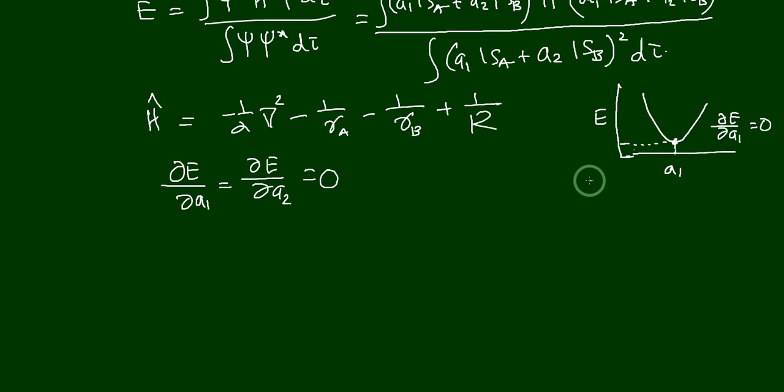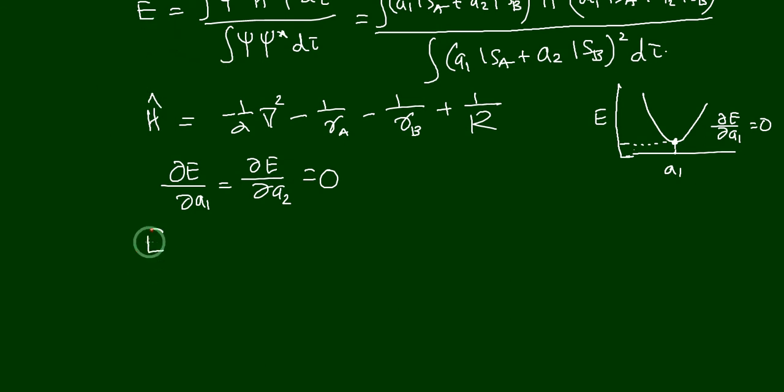And like that, we have to select A2 also. So all the coefficients of the atomic orbitals are selected in such a way that the corresponding energy is minimum. That is why dou E divided by dou A1 is equal to dou E divided by dou A2 is equal to 0. And before expanding this equation, we have to expand the function for E.